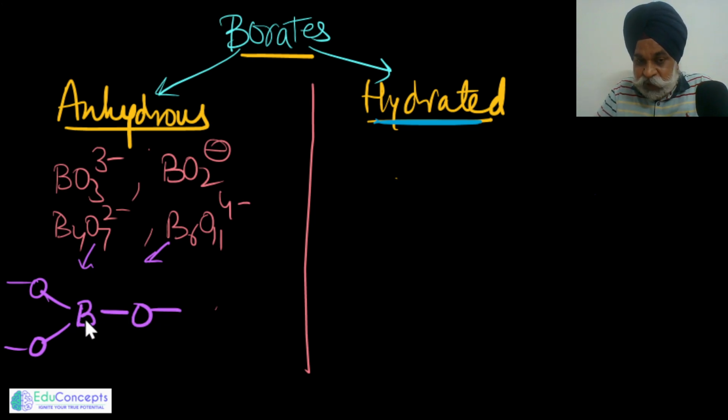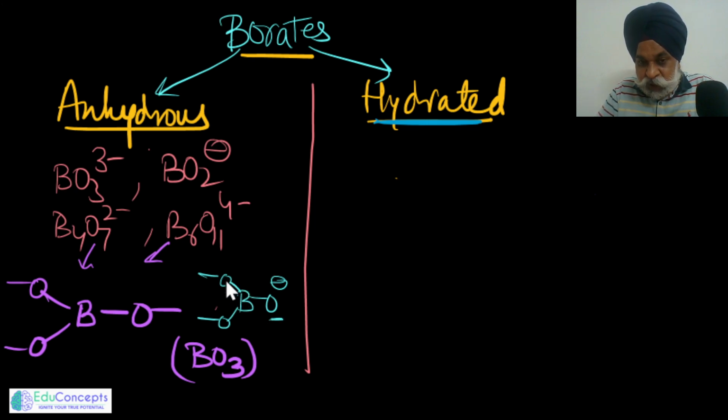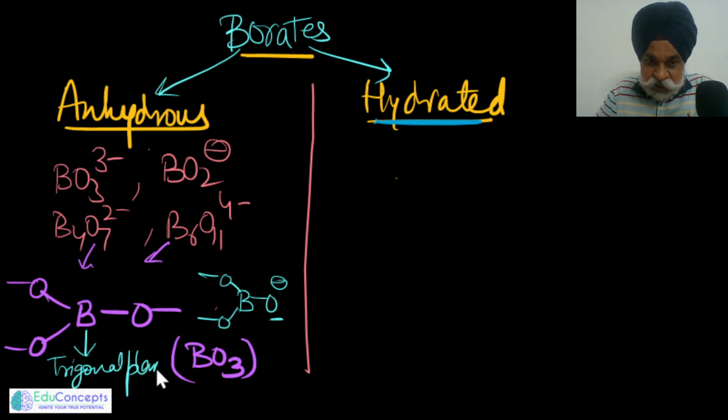So in them the boron would be in a triangular planar form, where this unit is available, or it is present in this form of unit. Or the other way around, you can also think of it like this: one of the oxygens carries a negative charge, and the other two oxygens are single bonded to the next boron, something like that. But the triangular planar form is there in the anhydrous form.